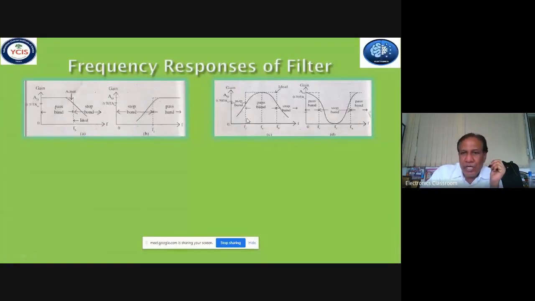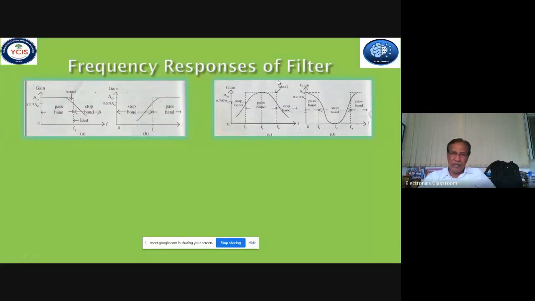And the band of frequency below that, from FL to 0, meaning from 0 hertz to 10 kilohertz, that band of frequency is rejected. That band of frequency is not allowed to be transmitted from the source to the destination. Similarly, the band of frequency above FH, meaning above 100 kilohertz to infinity, is never allowed for transmission from source to destination. So this is another stop band.